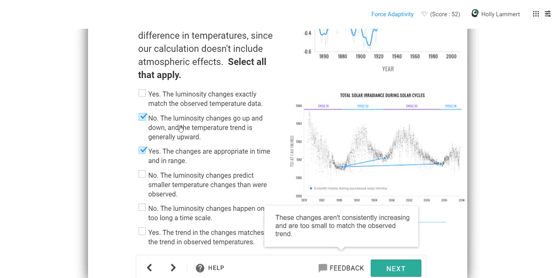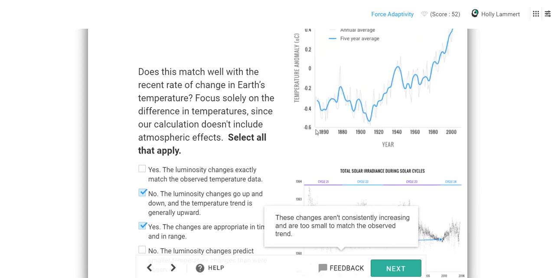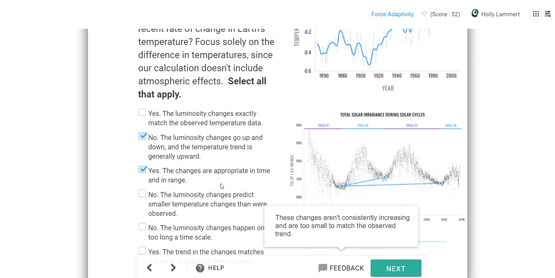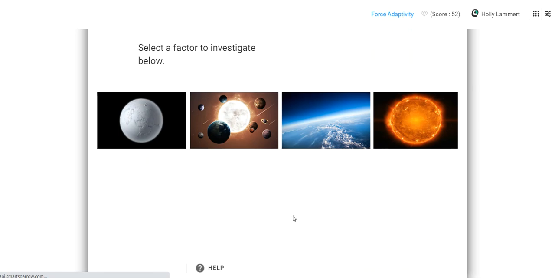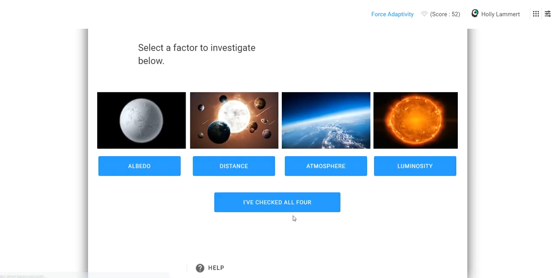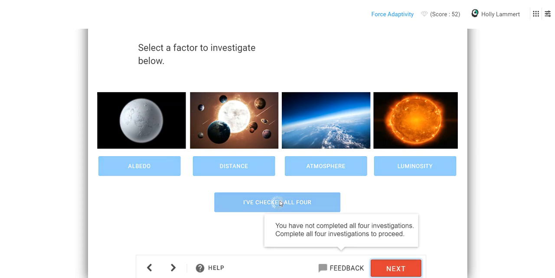Okay, so here we have varying answers. No, the luminosity changes go up and down, we can see that, but the temperature change here is generally upward. And here, yes, the changes are appropriate in time and in range. Those do seem to add up, but it's still too small a change to be due to that. Okay, so we've checked all four.